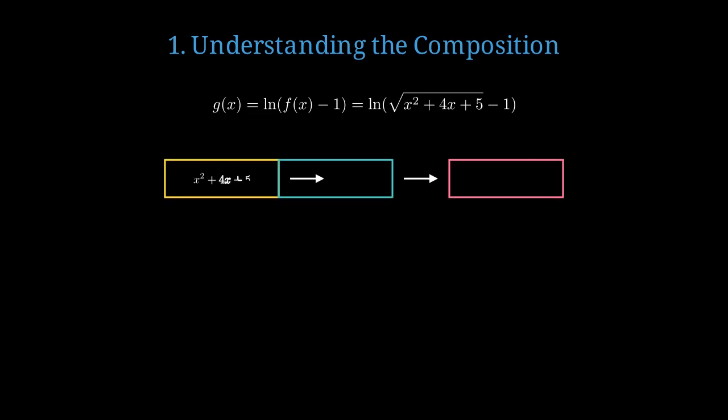First, let's understand how these functions are composed together. We can substitute f of x into g of x to see that g of x equals natural log of the square root of x squared plus 4x plus 5 minus 1. This is a composition of three functions. First, we have x squared plus 4x plus 5. Then we take the square root, and finally, we subtract 1 and take the natural log. We'll use the chain rule multiple times to find this derivative.